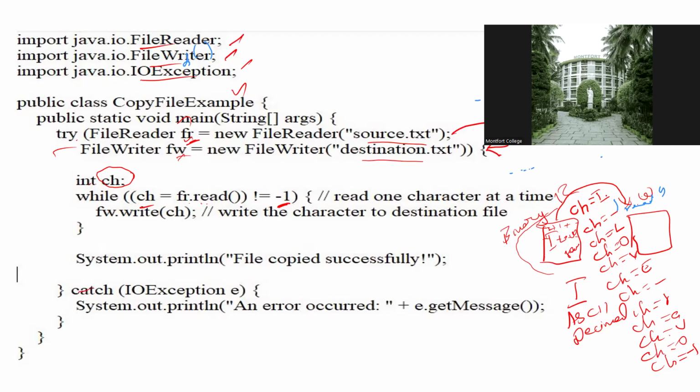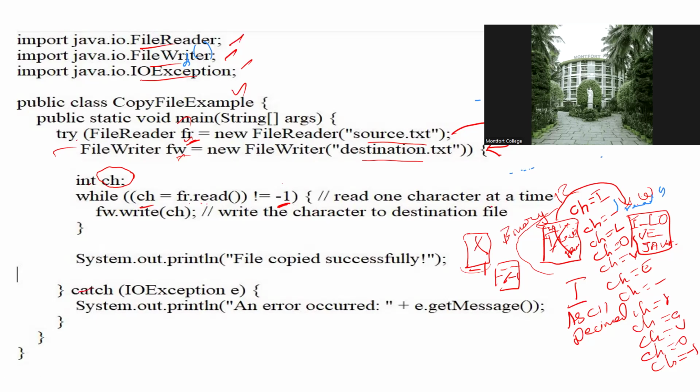All this will be taken one by one: first I will be written, then space, then L will be written, then O, then V, then E, then space, then J, then A, then V, then A, and the end of the file it will reach. Now if fr.read is not equal to -1, that means the content is there. When the content is not there, then automatically it is equal to -1. -1 means the file is empty, or once it reaches the end of the file, then it will be -1 in these two cases.